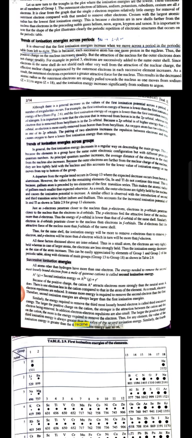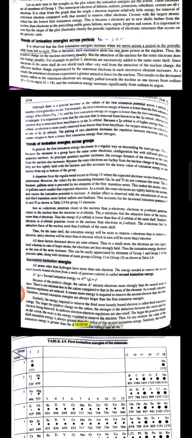In general, the first ionization energy decreases in a regular way on descending the main groups. This is because the elements in a group have the same outer electronic configuration but different principal quantum numbers. As the principal quantum number increases, the average distance of the electron in the shell from the nucleus also increases. Because the outer electrons are further from the nuclear charge, they are less tightly held by the nucleus, and this accounts for the lower value of ionization energy as one moves from the top to the bottom of the group.